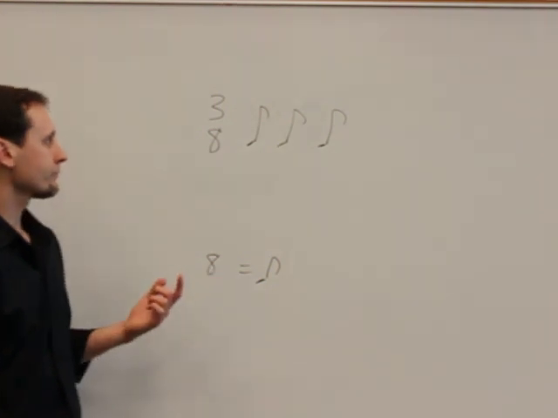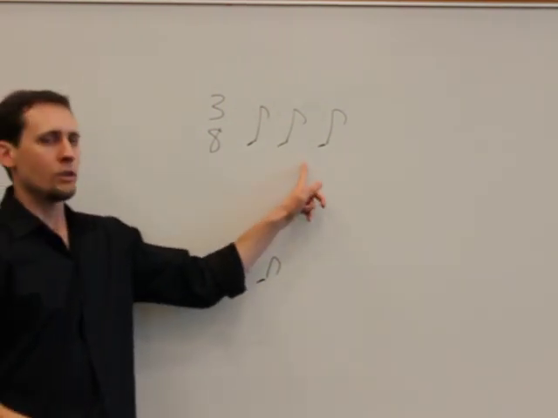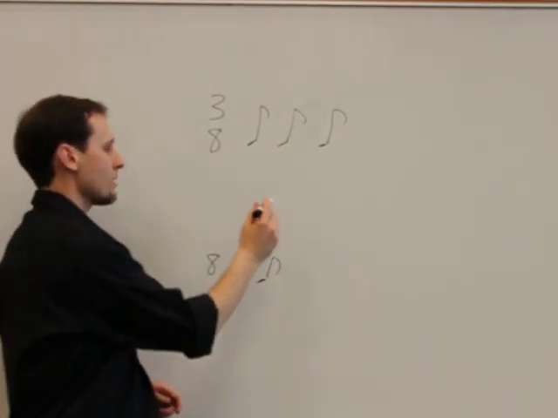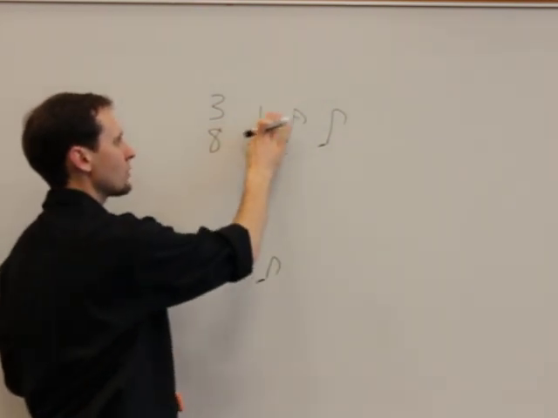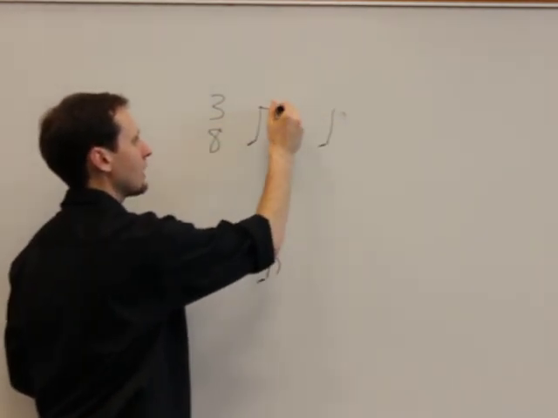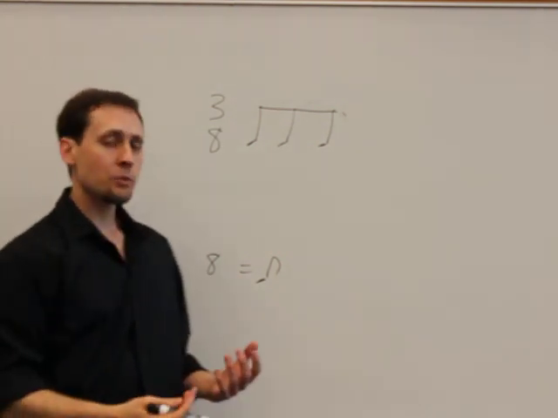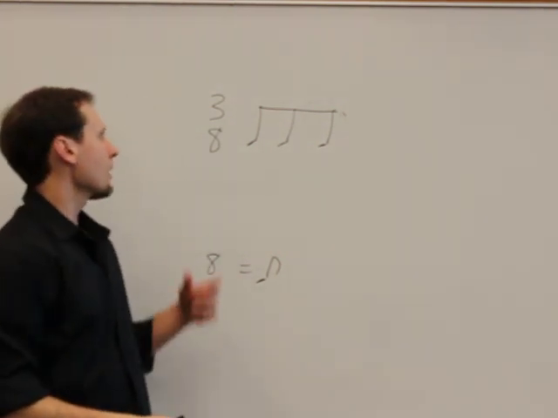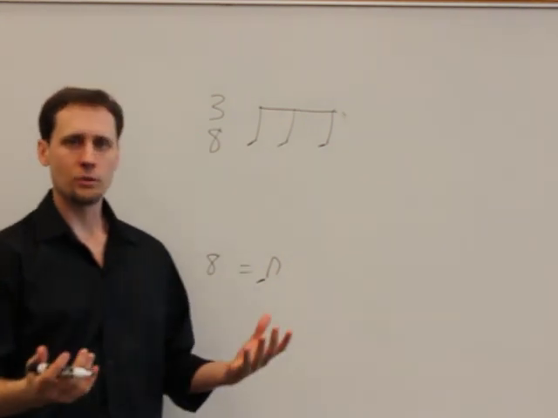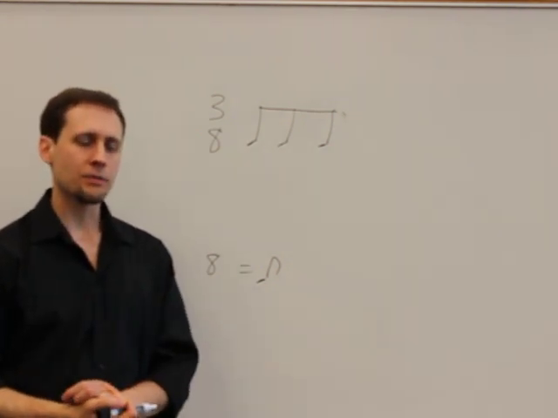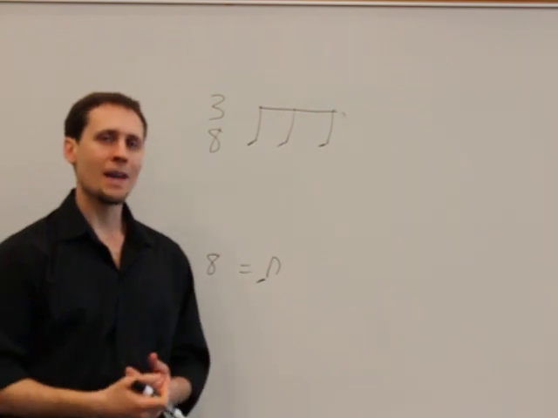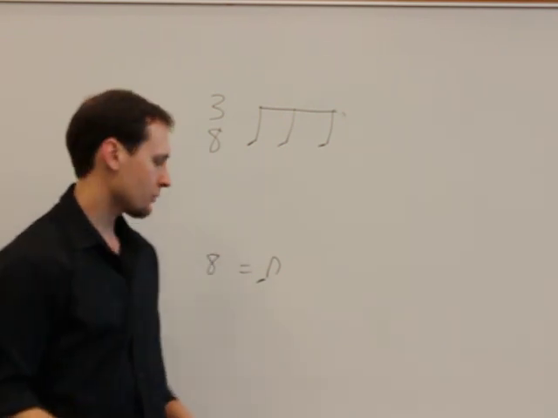Now, usually you would see them written not as separate notes, but you would actually see them beamed together like that as 3 eighth notes. Now, as with the other time signatures, 3/8 is the code to tell you how many eighth notes need to be in there. However, you can use any note values that add up to 3 eighth notes.